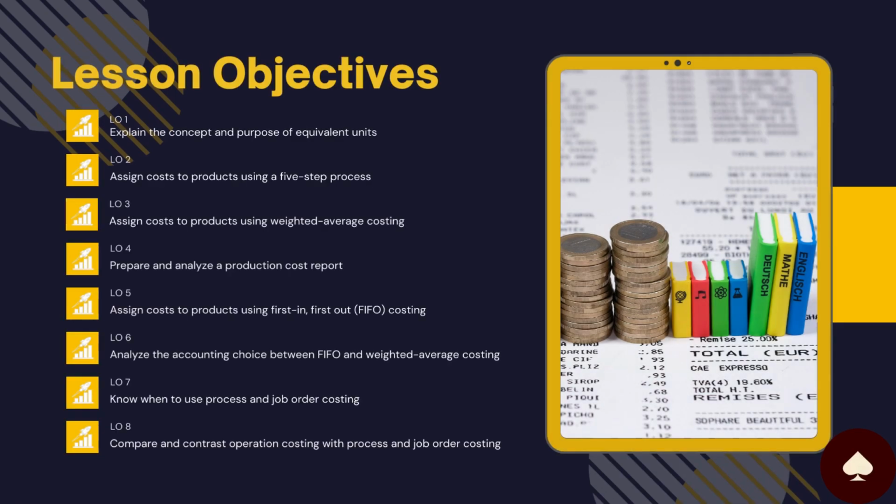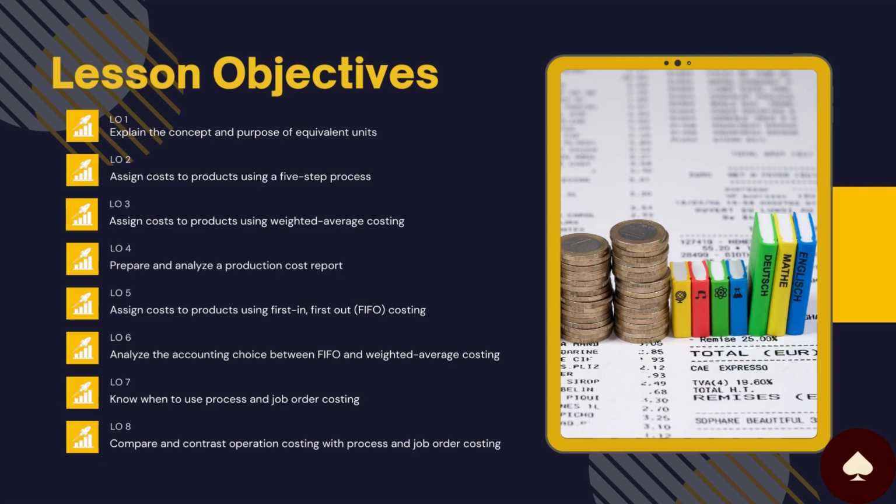The objectives of this lesson are as follows. Explain the concept and purpose of equivalent units, assign cost to products using a 5-step process, assign cost to products using weighted average costing, prepare and analyze a production cost report, assign cost to products using first in, first out costing, analyze the accounting choice between FIFO and weighted average costing, know when to use process and job order costing, and compare and contrast operation costing with process and job order costing.